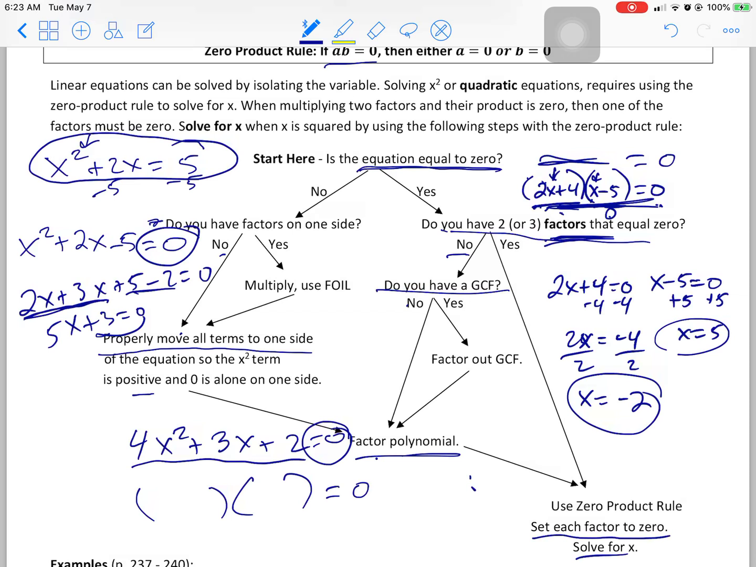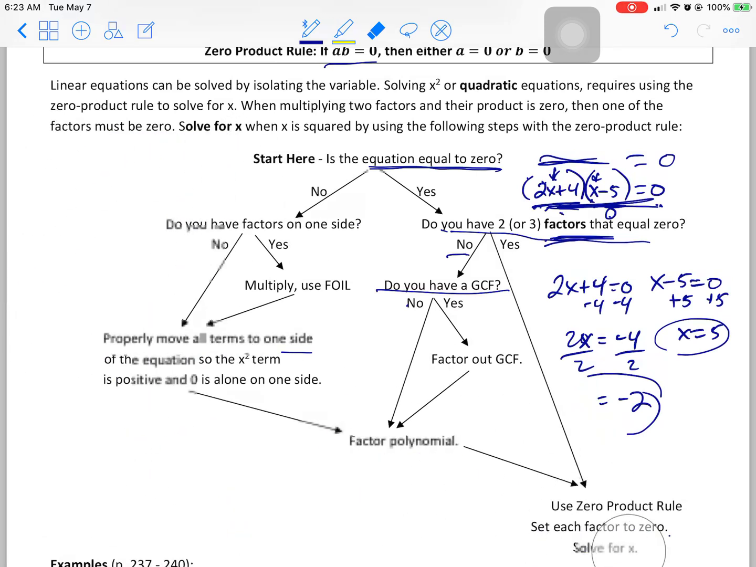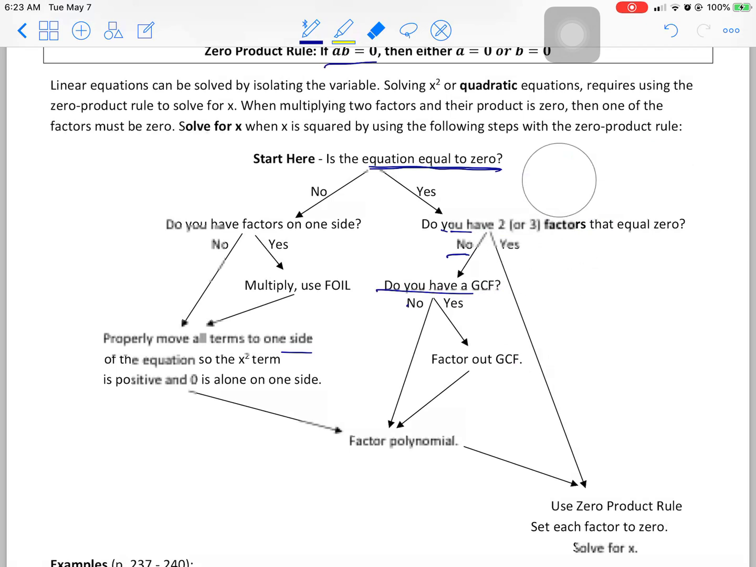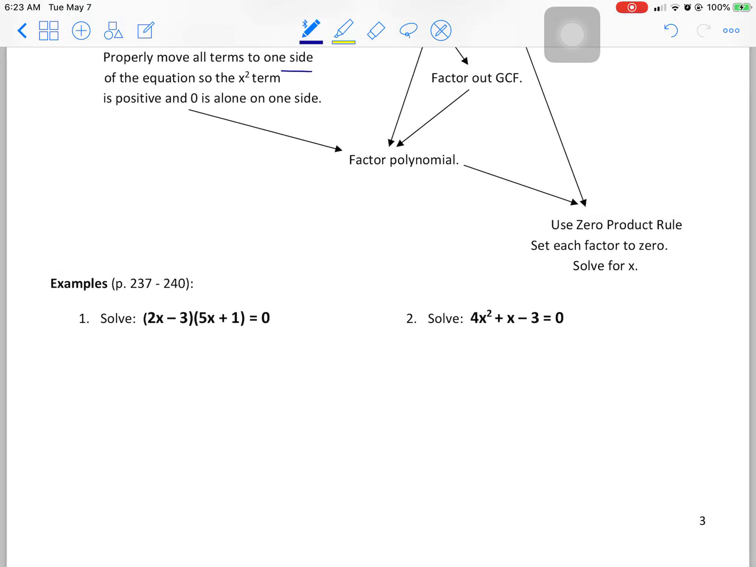All right. Let me erase all of this extra here, so if I need to refer to this, I will be able to come back over here and actually read it. All right. So this one has 2 factors equal to 0. This has terms equal to 0.